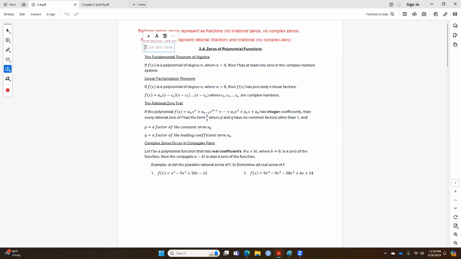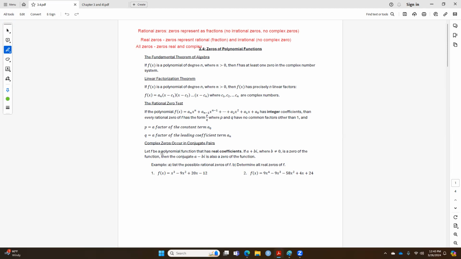Okay, and then the last zeros we'll talk about is all zeros. All zeros means zeros can be real and complex in this case. So all zeros means any type of zeros will take form. Okay, so these are 3 types of zeros we have. So why I point this out to you here is because this is something that you guys need to know.